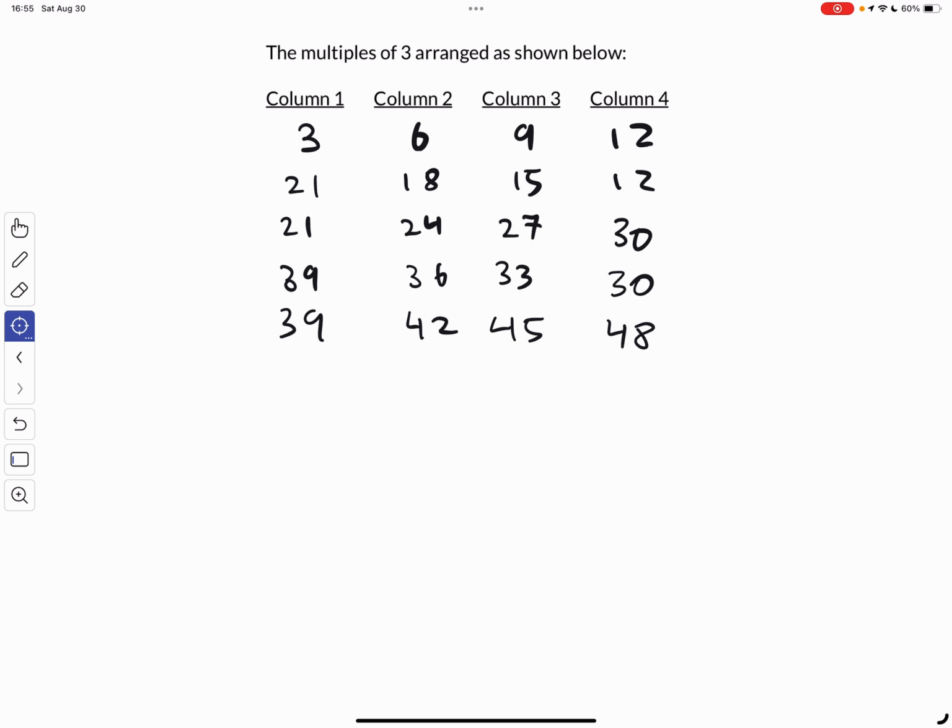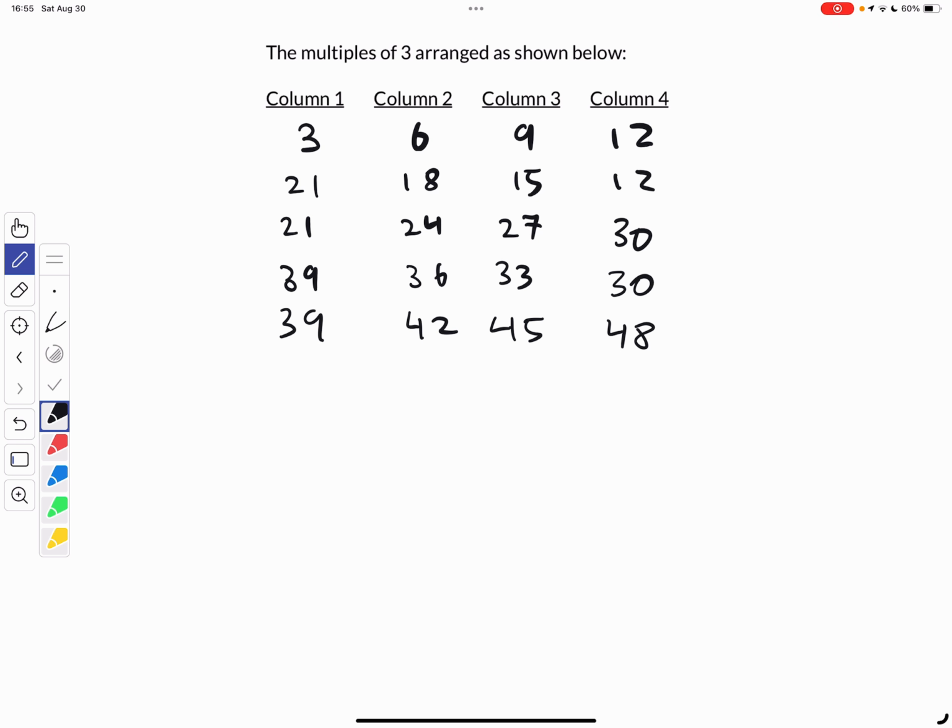Let's begin. This question will help you greatly in the AMC8. The multiples of 3 are arranged as shown below. You can have a look at the table. Now to start with, we identify multiples of 3 going along this way, going down, and so on, following my cursor.